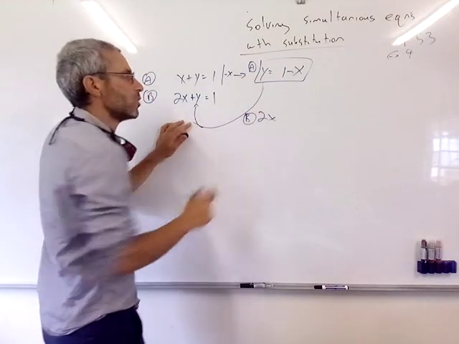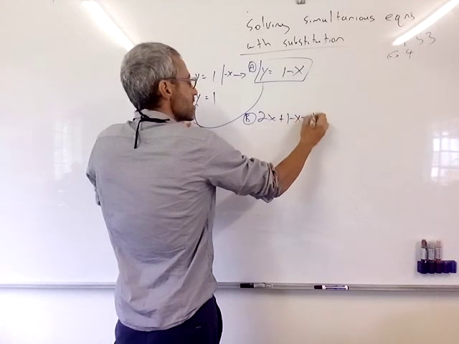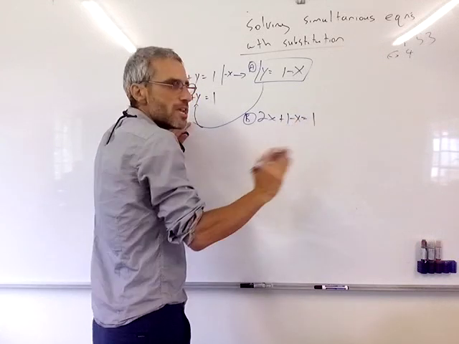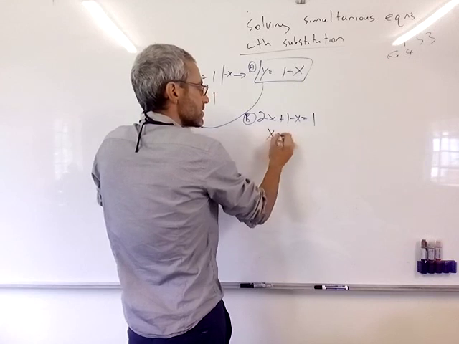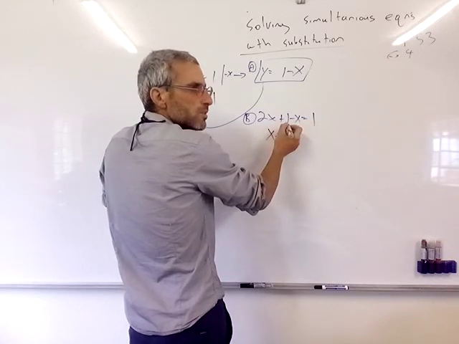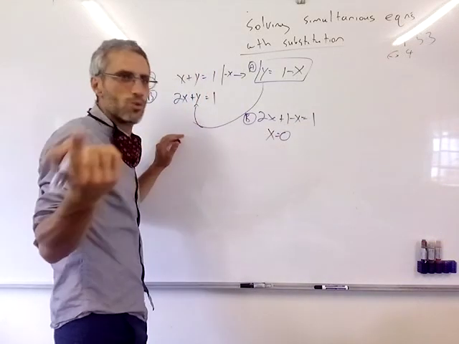Let's put instead of y, we'll put 1 minus x. So it's 2x plus 1 minus x equal 1. That is very easy to solve. What is 2x minus x? x. And the 1, what do I do with that 1? So what will I get? 0. So I found x is 0, which you already knew.